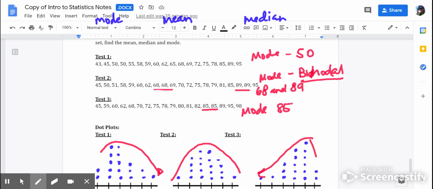Now to find the mean and the median, you need to go into your black calculators. There's a button that says data. You need to press that button, and when you do, it's going to come up with 3 different columns, titled L1, L2, and L3. We're going to do one test at a time. So we'll take the data points from test 1 and put them into L1. So 43, enter. 45, enter. 50, enter. 50, enter. We'll do that for all the points all the way out to 95.